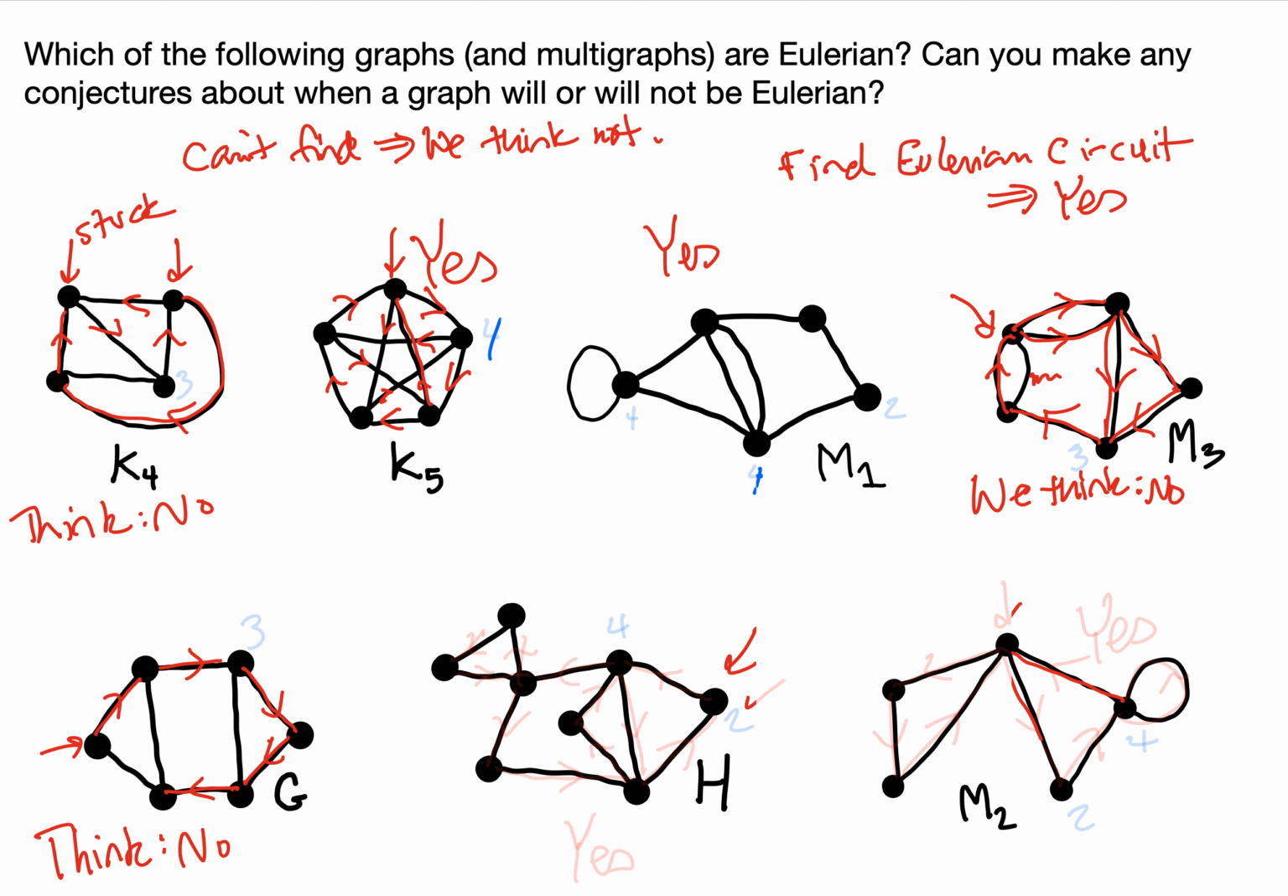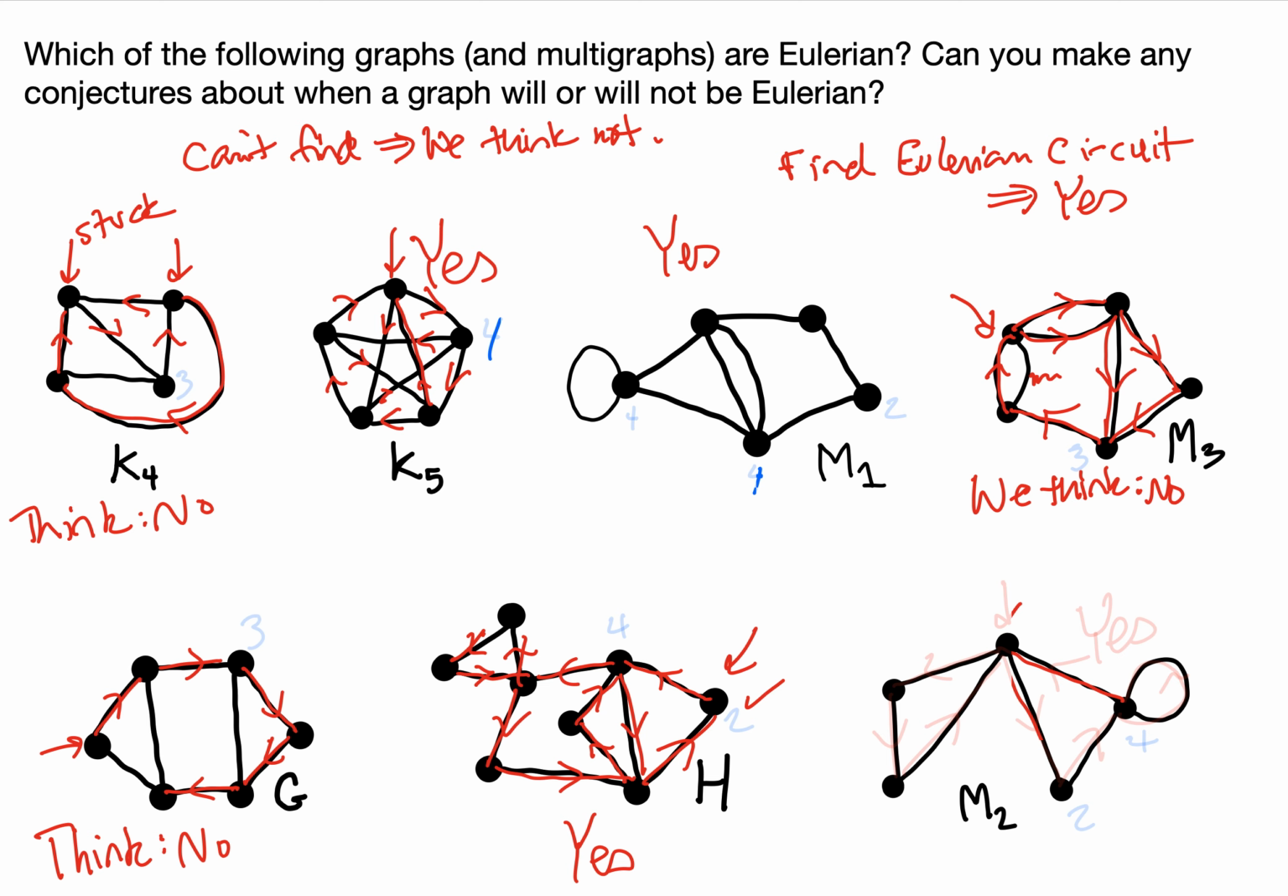Let's look at H. Let's say that we start here. So we can go up, and again, there are different choices that can be made, but let's say that we're going along this circuit. In a circuit, again, we can reuse vertices, but we cannot reuse edges. So we're going along and going down and then going back up. And yes, we ended where we started. So yes, H is Eulerian.